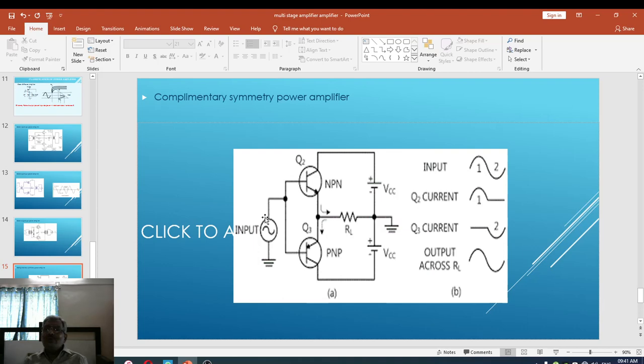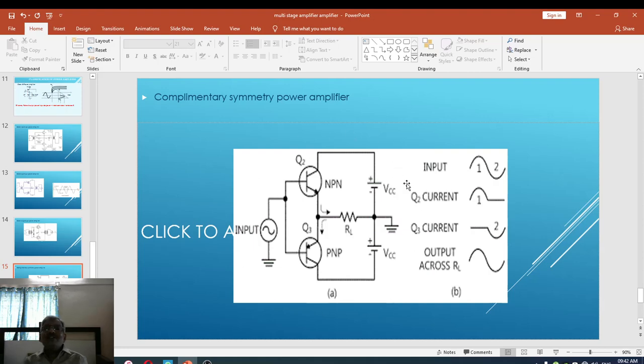If you draw a line along this, and look at the upper half and lower half, they are symmetric with each other. If you fold it here, they are going to overlap with each other. If you divide this circuit diagram into half, they overlap, they look similar. That's why it is called symmetry. But when we study its working, we will understand the name complementary.